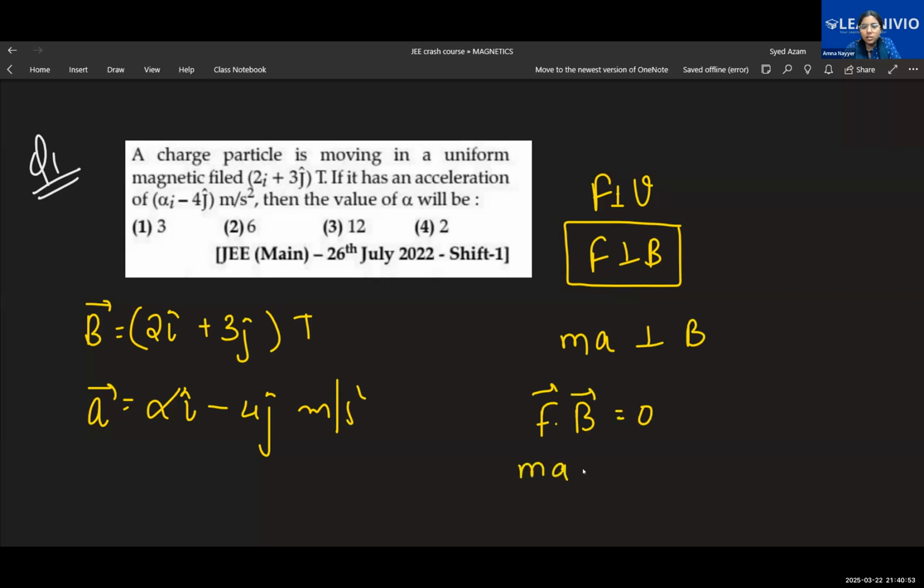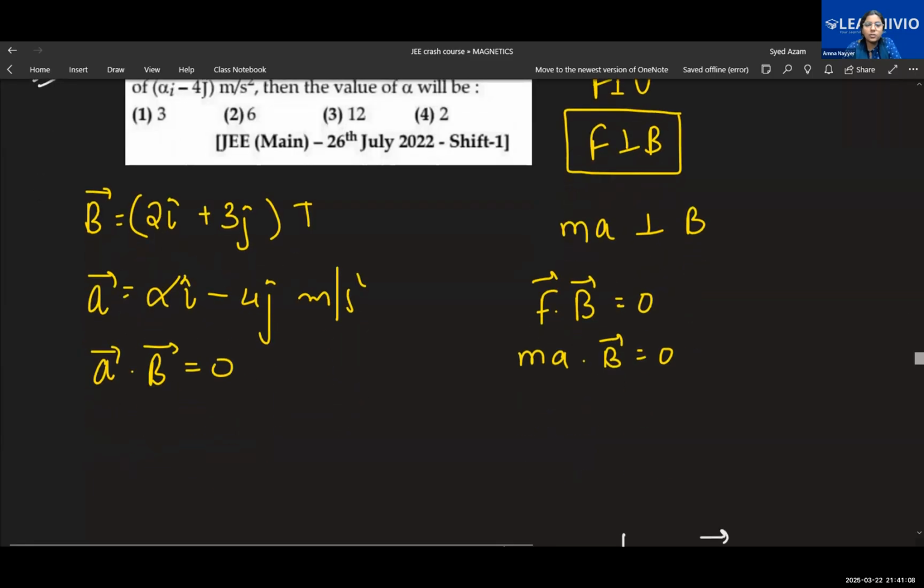Means mass into acceleration dot magnetic field will also be 0. Mass, when it goes on the other side, this becomes 0. Means we can take the dot product, A dot B will give us 0. So we can take the dot product now.